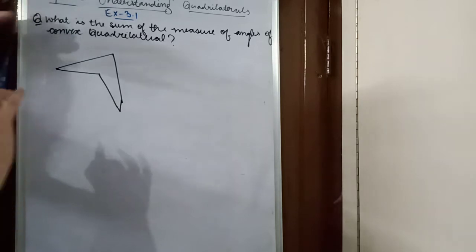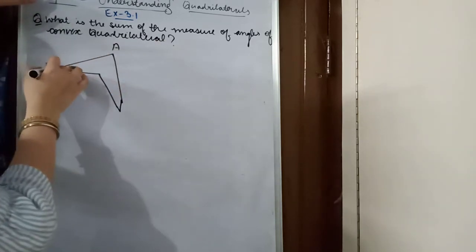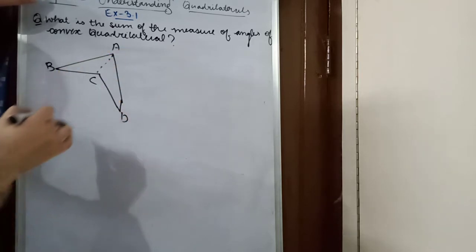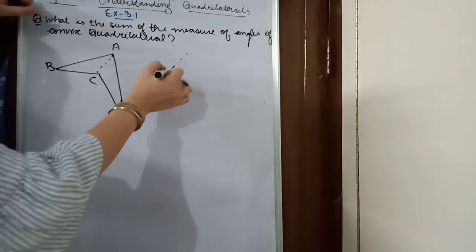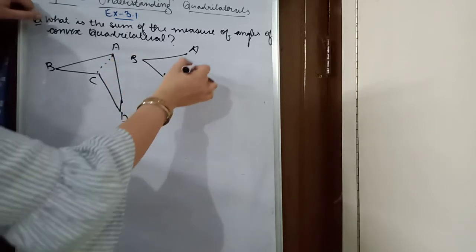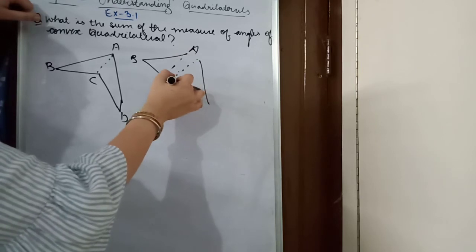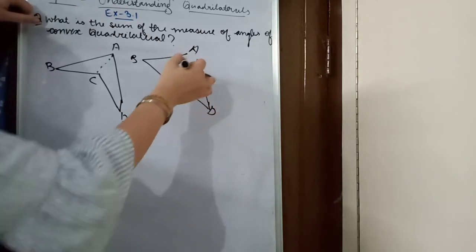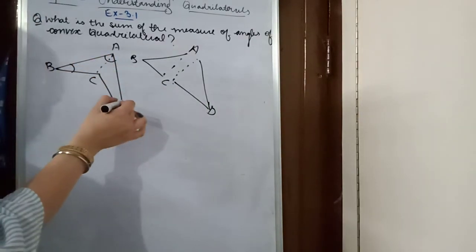Okay. This is a convex quadrilateral, and here are A, B, C and D. If we cut it from here, just like we have done previously, we get two triangles like this: A, B and C, and here A, C and D. Now this is one angle, this is second, this is third and this is fourth.